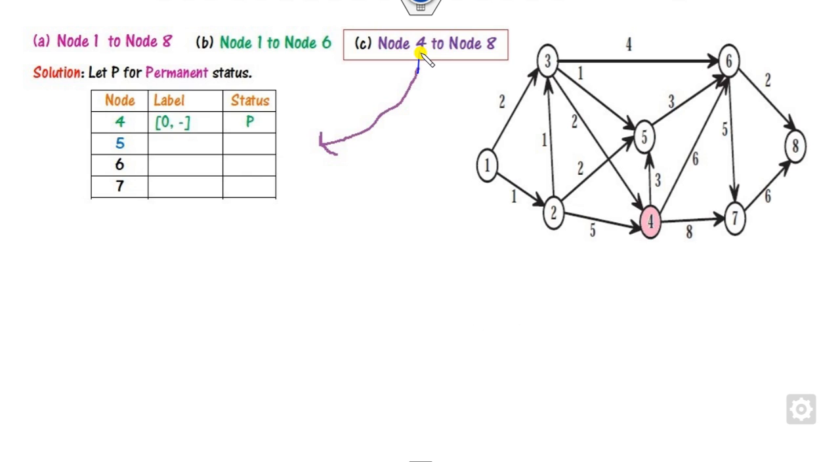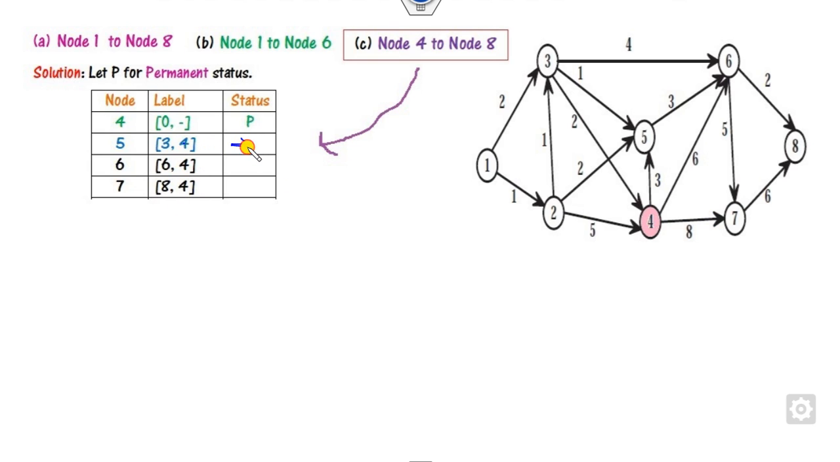Since my starting point is 4, I can start from 4. I can take this as 0 comma P. From 4 I can reach either 7, because this is an arrow, or I can go to 5 or to 6. Since this value is 0, what is the distance of 5? This is 0 plus 3, that is 3 from node 4. What is the distance of 6? From 4 to 6, the distance is 6 plus 0, that is 6 comma 4. And for 7 it is 8 comma 4. Now from here you can see which one is the minimum.